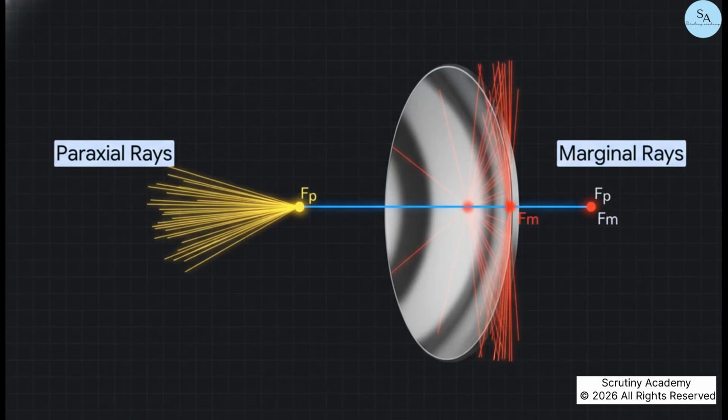So take a look here. The light rays that hit the mirror really close to the principal axis, those are called paraxial rays. These are the good guys. They behave exactly like they're supposed to. But the rays that hit the mirror way out at the edges, those are called marginal rays. And yeah, these are our troublemakers.